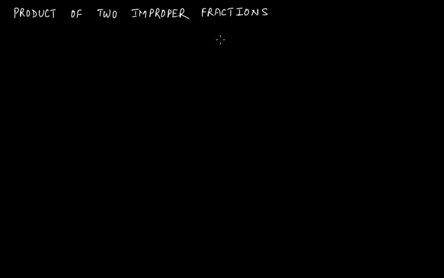Product of two improper fractions. Let's take 5 by 2, one improper fraction, multiplied by 7 by 3. This is one improper fraction and this one is also an improper fraction. So this will be 5 times 7 and 2 times 3. This will be 35 divided by 6. Okay. Now, I'm just telling you and leaving you how to do that as homework.